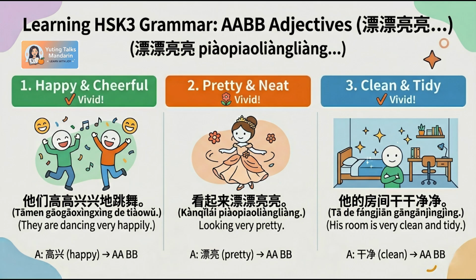Today we're going to learn a fun and useful Chinese grammar pattern, AABB adjectives. In Chinese, some adjectives can be repeated to make the meaning stronger and more vivid. For example, 高兴, 高高兴兴. This structure often makes the sentence sound more natural, expressive, and sometimes even more friendly. I'll explain everything clearly in English with simple Chinese examples.